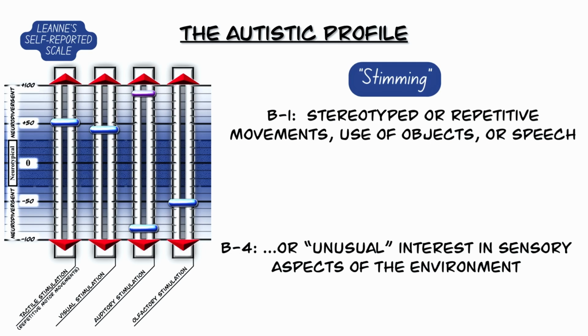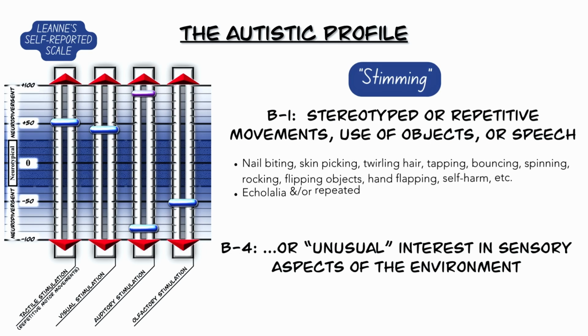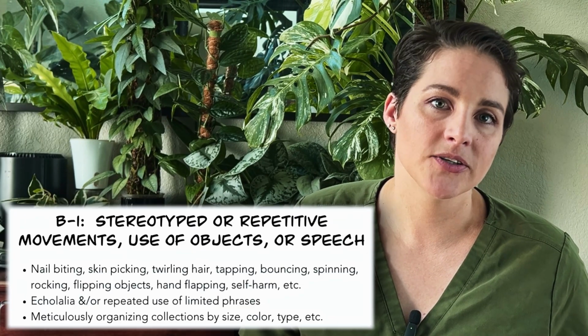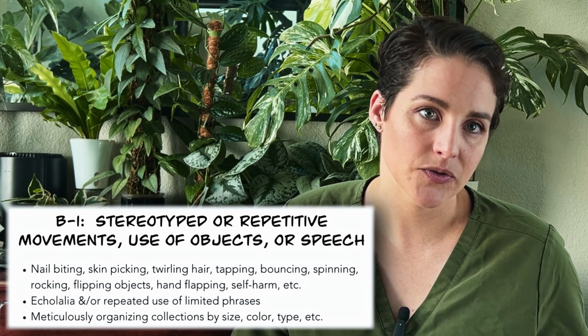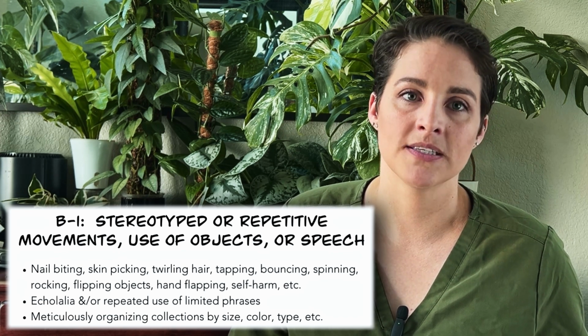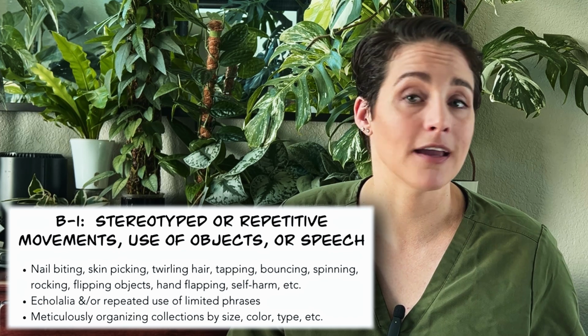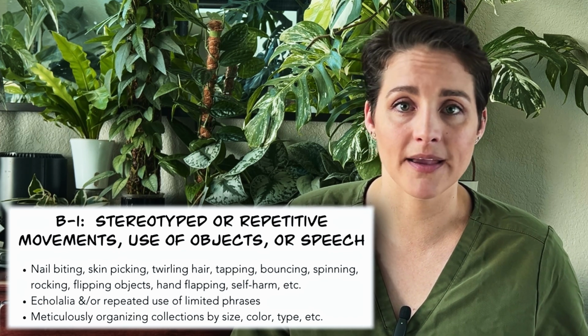So here we have B1 and the second half of B4, which I lump together because in my opinion, these are all just types of stimming or self-stimulation, which is extremely common among autistics. Again, not unique to us, but perhaps more prevalent in this profile than in some of the others. B1 is stereotyped or repetitive movements, use of objects or speech, which includes nail biting, skin picking, twirling hair, tapping, bouncing, spinning, rocking, flipping objects, hand flapping, etc.